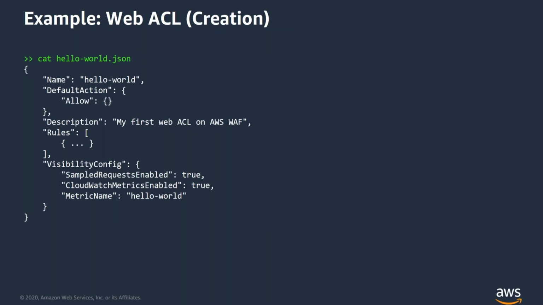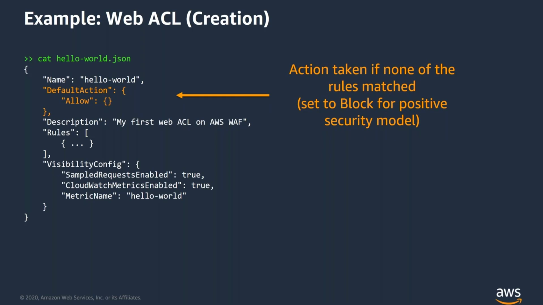So here is a simple pseudo terminal with a JSON file that represents the web ACL. At the top, you can see the name and a description of this web ACL. Going in slightly deeper, you'll see a field called default action, which means that it's an action that will be taken if none of the rules match. You can set this to block for positive security model, where by default you'll block all the requests coming in and only allow requests that match your rule.